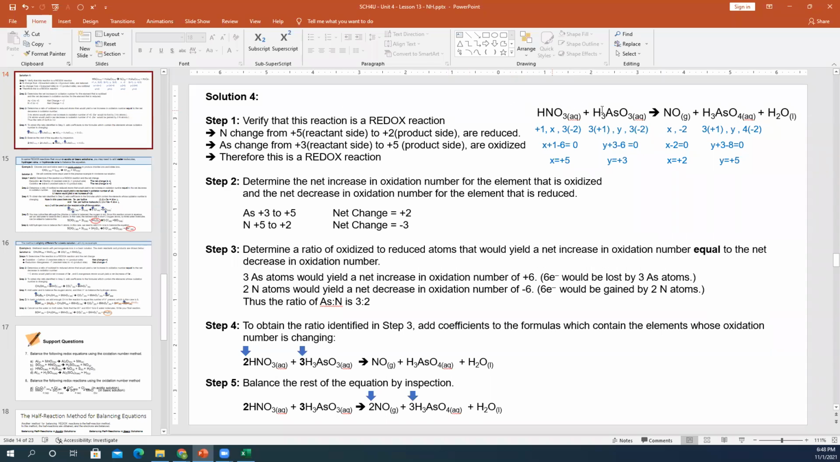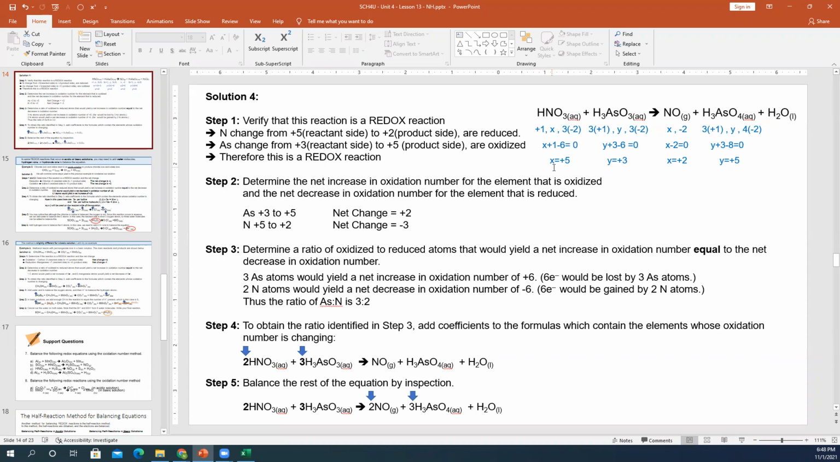So first of all, write out your equation. And your first step is to verify that this is indeed a redox reaction. As you write down the oxidation numbers, you fill them in for all the ones that you do know, and you write X or Y, for example, for the ones that you don't know. Then you apply the rules about whether something is electrically neutral, so all the oxidation numbers have to add up to 0.